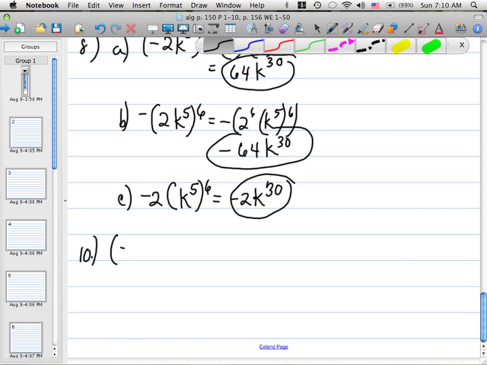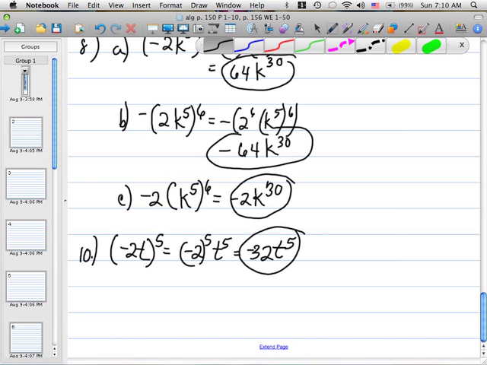Problem number 10, we have negative 2t, the product to the 5th. So everything inside is taken to the 5th power. So negative 2 to the 5th, and then t to the 5th. Negative 2 to the 5th power, 2 to the 5th power is 32. And it's 5 negatives, so that would be negative 32t to the 5th.